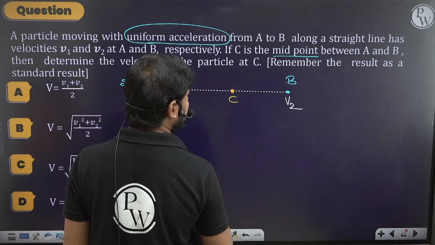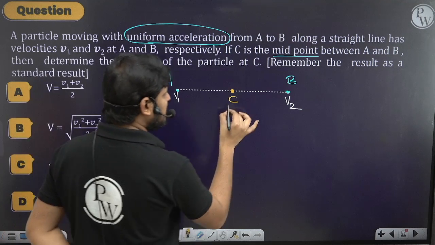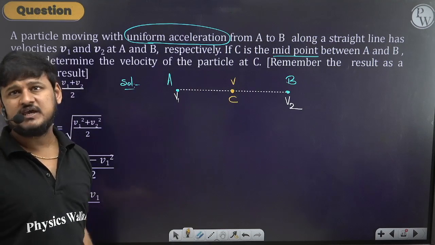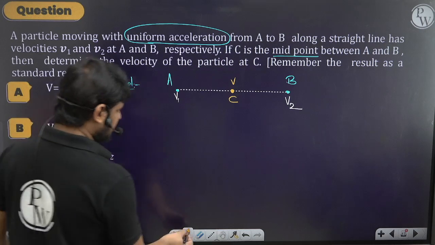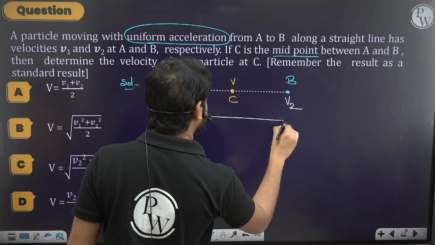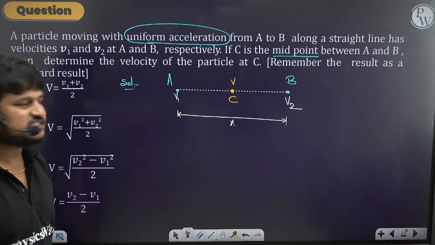C is exactly the midpoint. So now we have to find the velocity at C. Let the velocity at C be v. Now see here, let's consider the total distance to be x.